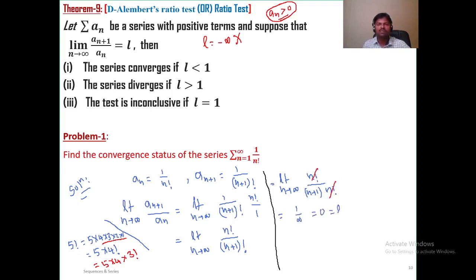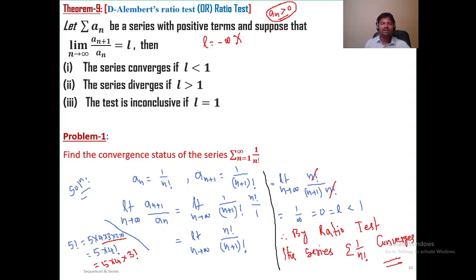Now what is the L value? L value is 0, which is less than 1. Look at the first statement: if L is less than 1, the series converges. So therefore, conclusion: by the ratio test, or D'Alembert ratio test, whatever, the series 1 upon n factorial converges. By the comparison test also, I proved it converges. That's it. How simple it is.